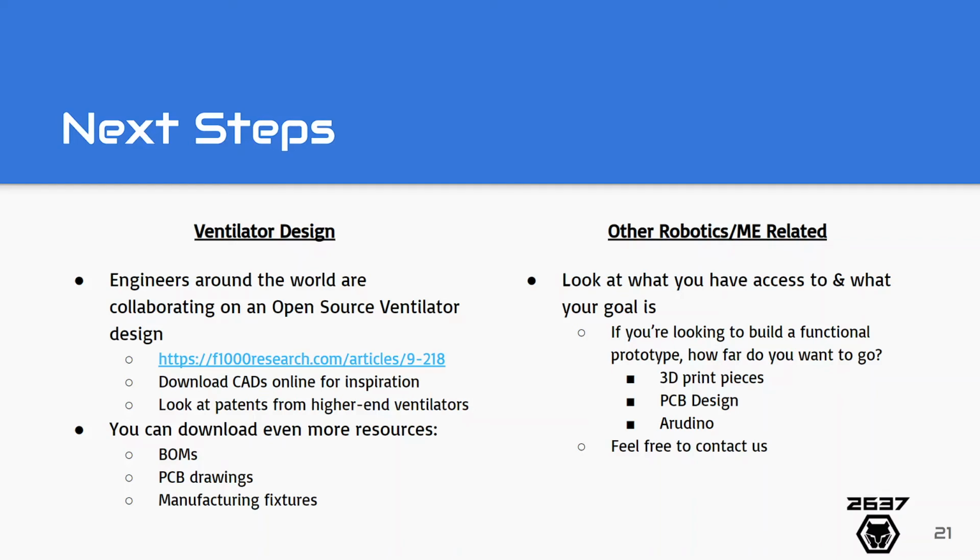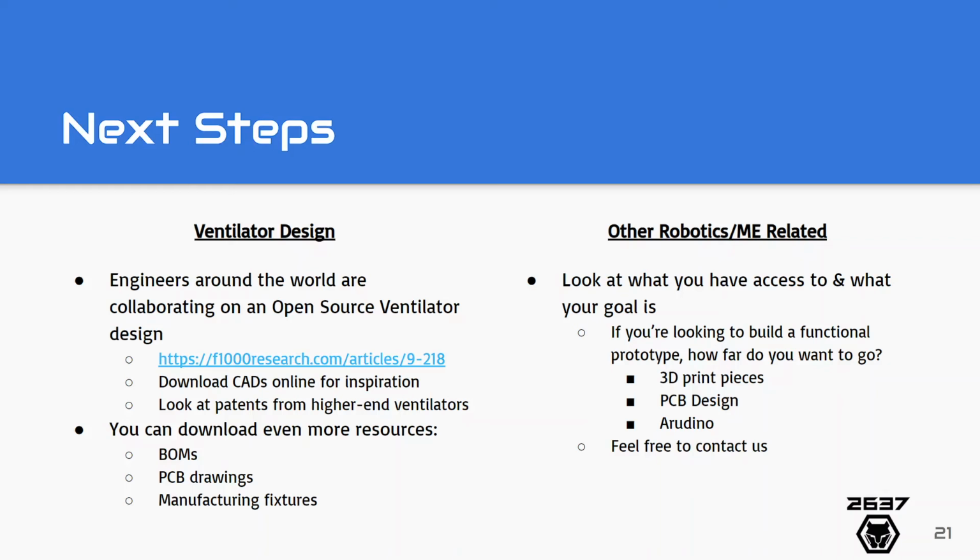In terms of other robotics and mechanical engineering related stuff, you first really have to look at two things: what you have access to and what your goal is. If you're looking to build a functional prototype, and I use functional prototype in the sense that it's an idea, you're gonna be able to build something that isn't polished aluminum, but it's gonna work. It's gonna move, and you're gonna be able to control it somehow. How far do you want to go with this, right?